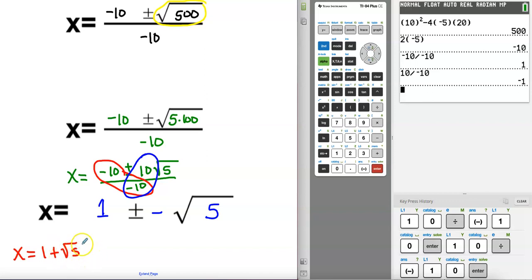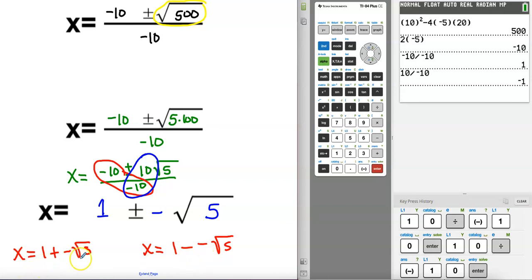Let me correct that. So it actually should be x is equal to 1 plus negative square roots of 5. And then also your other solution should be x is equal to 1 minus a negative square roots of 5. Okay? And you can make that into a positive by combining those together. But I wanted to write this out exactly like this.